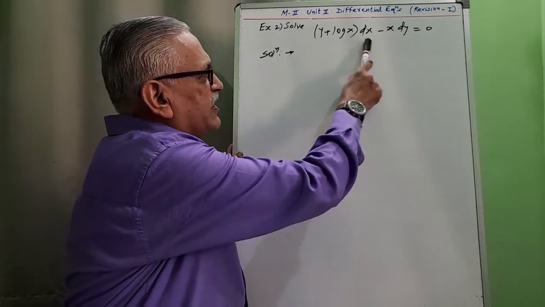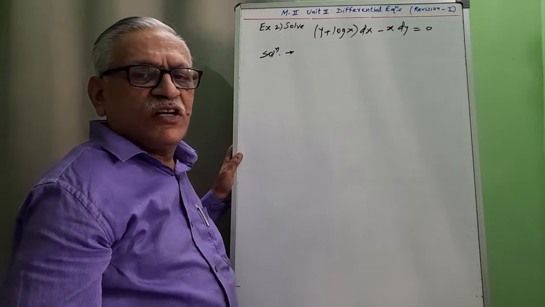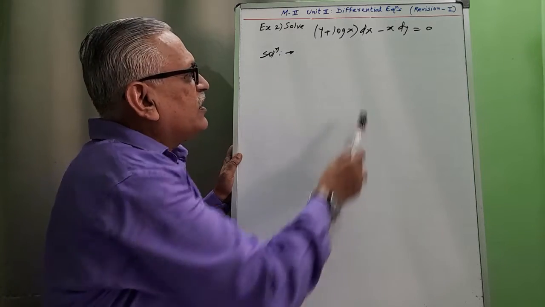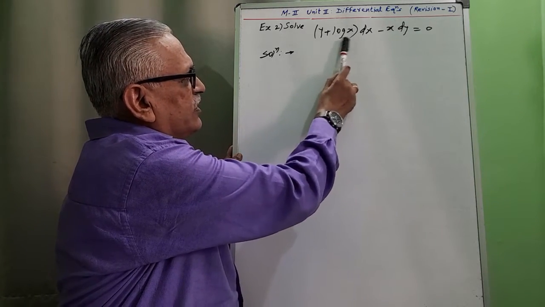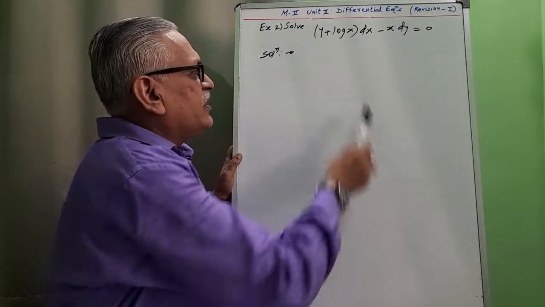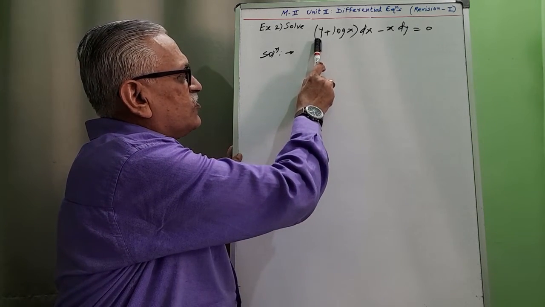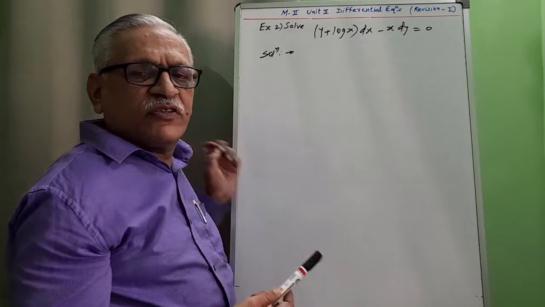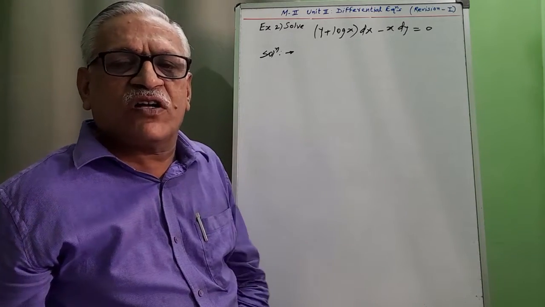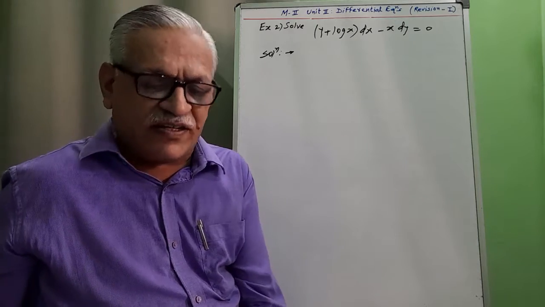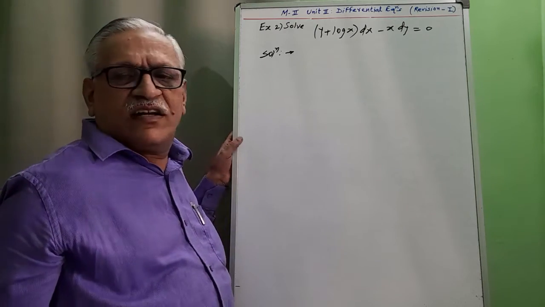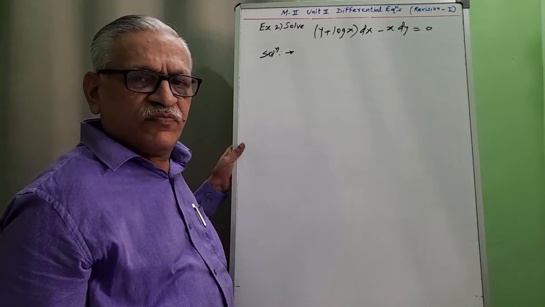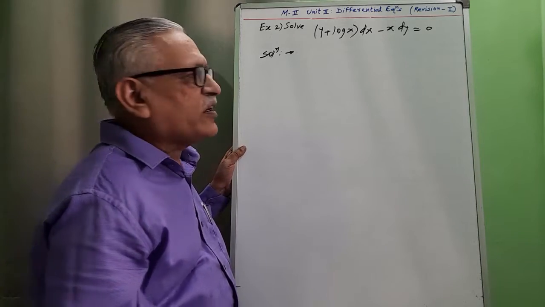It is in the form of M dx + N dy = 0. Quickly we check whether it is exact or not. M is the coefficient of dx, it is y + log x. Its derivative with respect to y is 1, and N is −x, its derivative with respect to x is −1. These two are not equal, which means it is not exact. You can check it orally also, as I have performed orally.